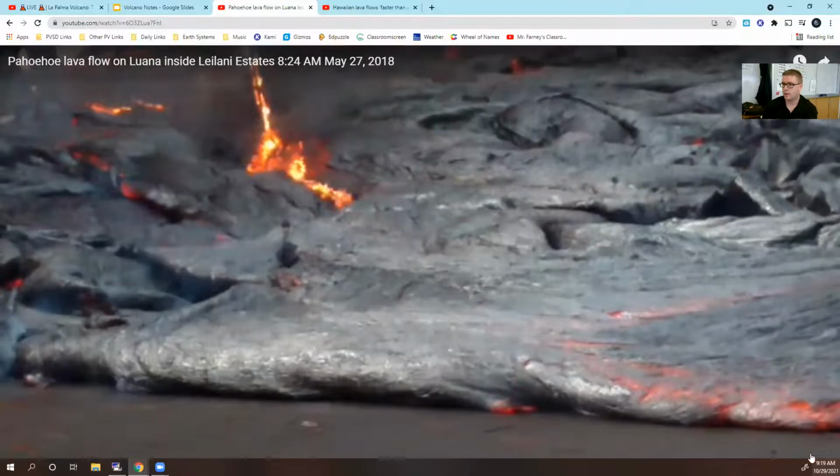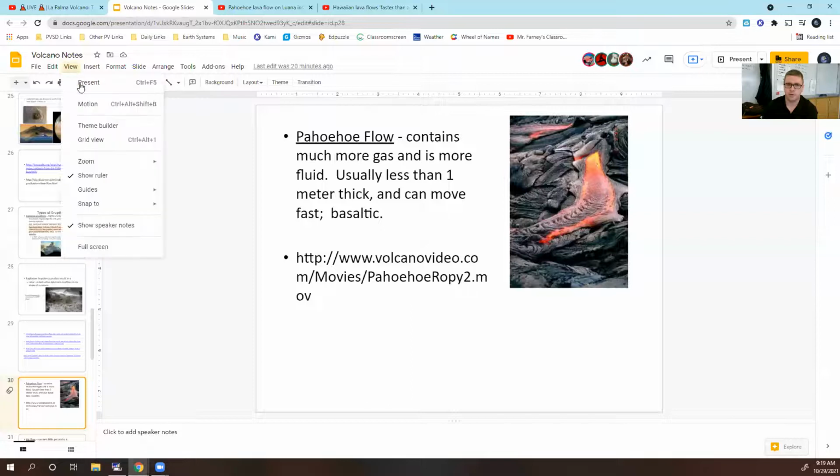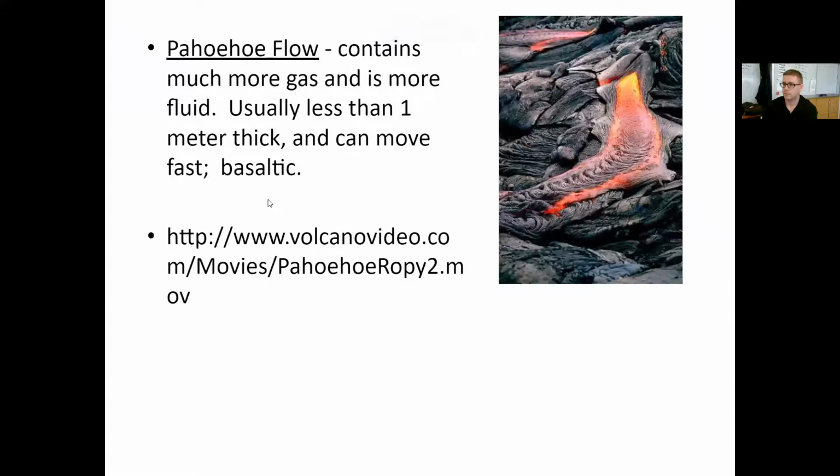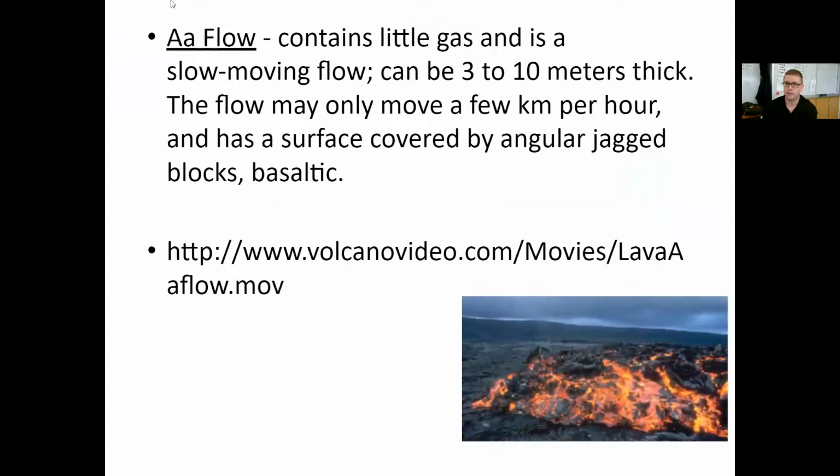Okay. The last type of lava flow that we're going to concern ourselves with for today, after we get past the Pahoehoe, is the lava flow. This contains little gas. It's very slow moving. It's highly viscous. It can be anywhere from 3 to 10 meters thick, so it could be upwards of 30 feet. And it moves very, very slowly. It's sometimes described as being about as slow as a turtle moves on the ground. So we have another video to show this type of lava flow.